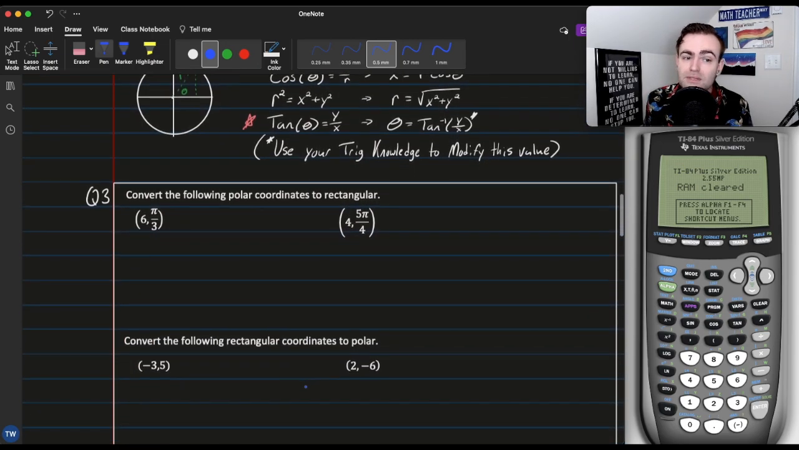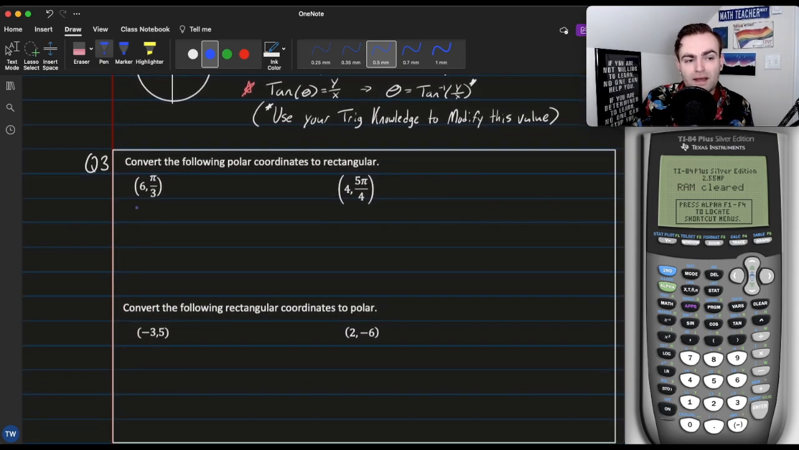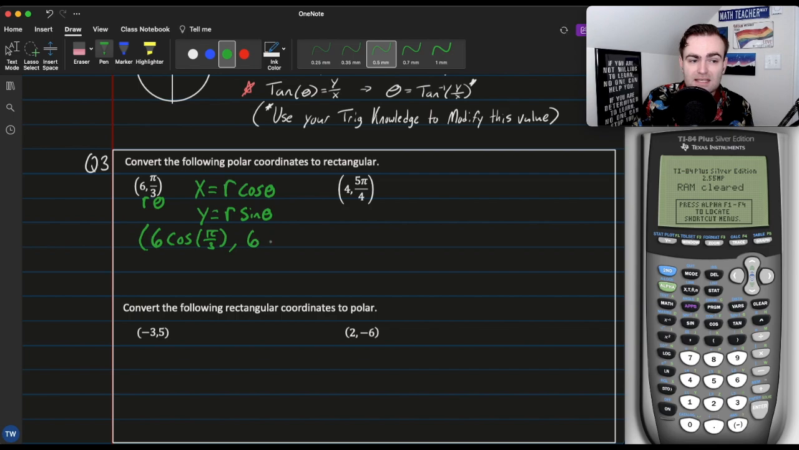So just bearing that in mind. So without further ado, let's actually convert. I'm going to change to green so it's a little easier to see. We have r and we have theta, right? So I know that x, the x-coordinate, is equal to r cosine theta. And I know that the y-coordinate is equal to r sine theta. So let's just plug in what we have. We know the x-coordinate is going to be 6 cosine of pi over 3, comma, and we know that the y is going to be 6 sine of pi over 3.